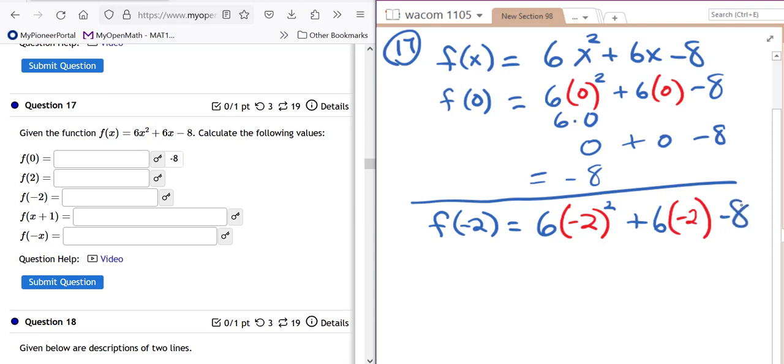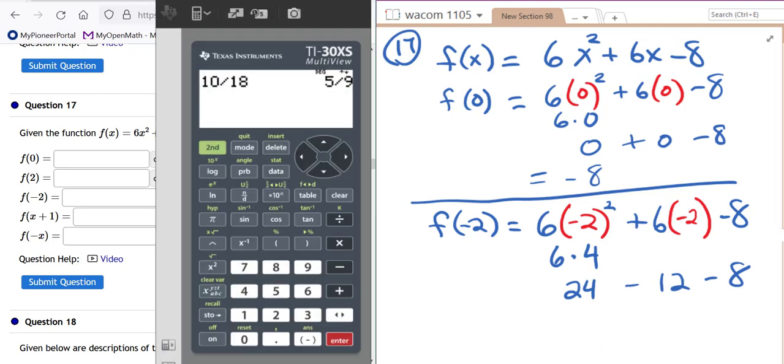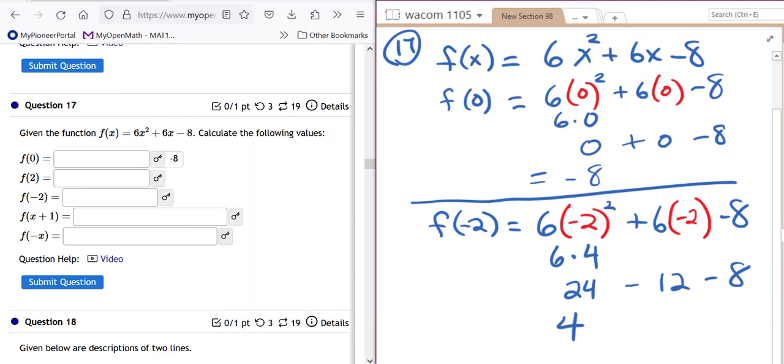All right. Order of operations says do this exponent first before you do multiplication. So negative 2 squared is negative 2 times negative 2. Gives you a positive 4 times 6. This will give us 24 minus 12 minus 8. And you can use your calculator. So 24 minus 12 minus 8 gives us 4. And that would be this one.